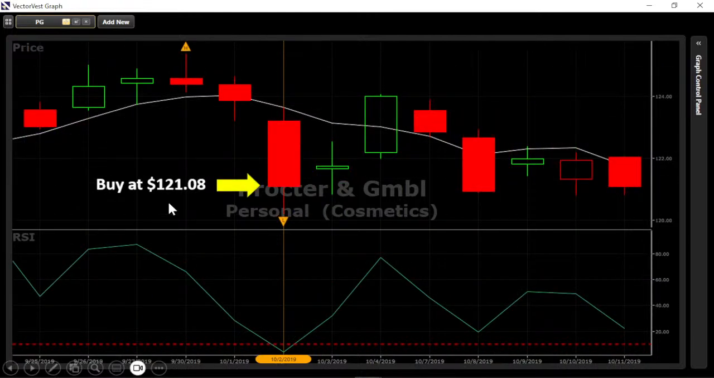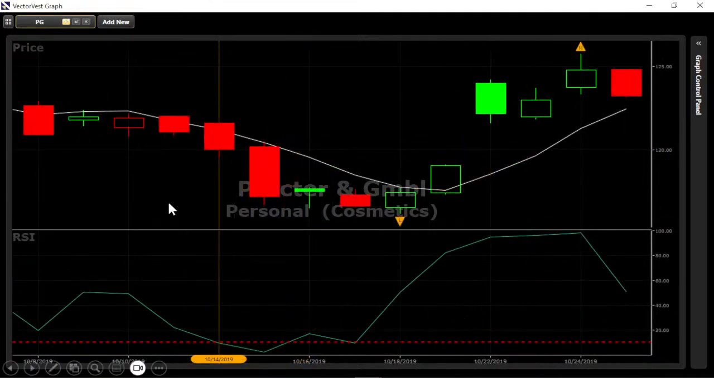Here's another one. 121.08. We sell 2 days later at 124, right near the high of that day, which is fantastic. Can't get any better than that. That's another win. Consecutive winning trades here. We haven't lost yet. Somebody asked about stop losses earlier. So it's not a stop loss. It's closing a trade at a loss.